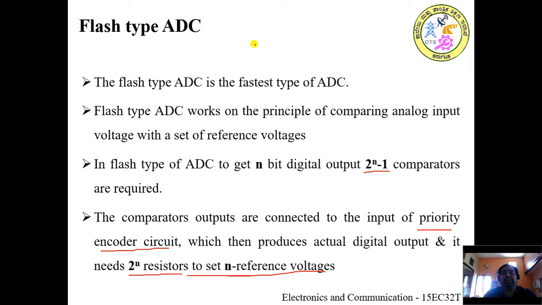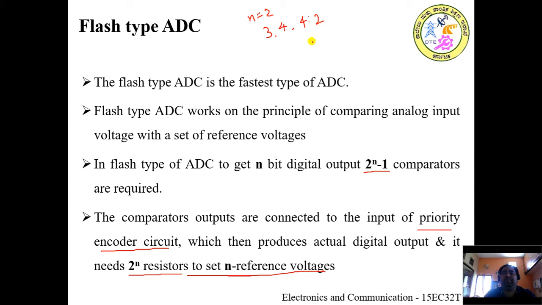Let's say if we substitute n equal to 2, that is, if it is a 2-bit flash ADC, then we need 2 to the power of n minus 1 comparators, that is 2 to the power of 2 minus 1, in the sense we need 3 comparators, and we need 2 to the power of n resistors, meaning we need 4 resistors in the voltage divider circuit to set reference voltages, and we expect a 4:2 priority encoder.